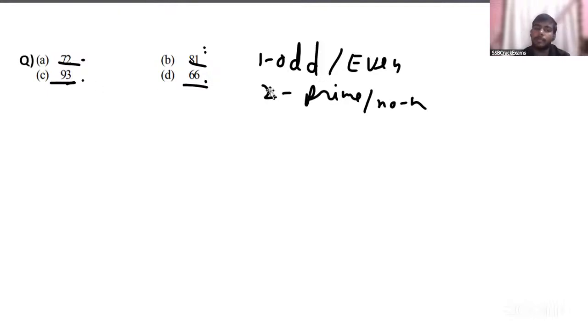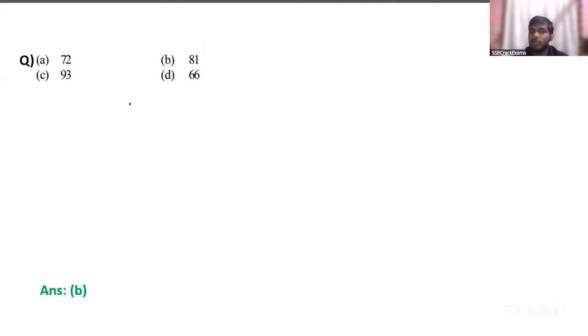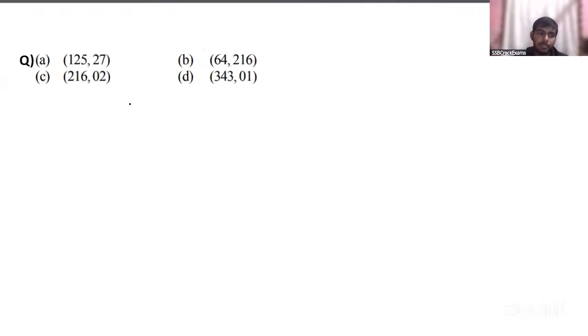93 is also non-prime. I mistakenly thought it was prime. That's my mistake. That logic I can't apply. 81 is a perfect square. I told you the third would be something related to divisibility or squares. So 81 is a perfect square. That's my answer.